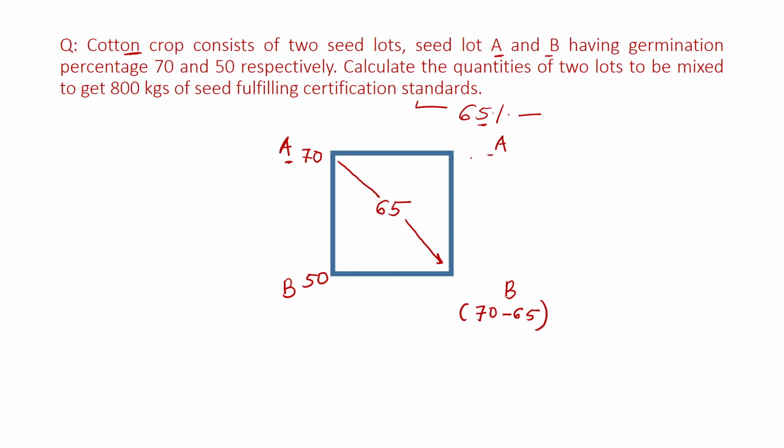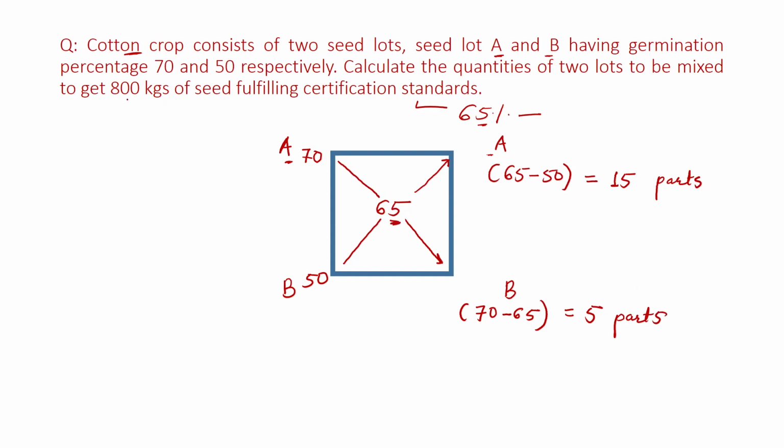Then for seed lot B, let us draw another diagonal over here and it will come 65 minus 50. Again we are subtracting smaller value from the greater one. So answer here will be 15 and here it will be 5. So this answer will be in the parts. So when you will add 15 parts of seed lot A and 5 parts of seed lot B, you are gonna get the seed lot with 65% germination.